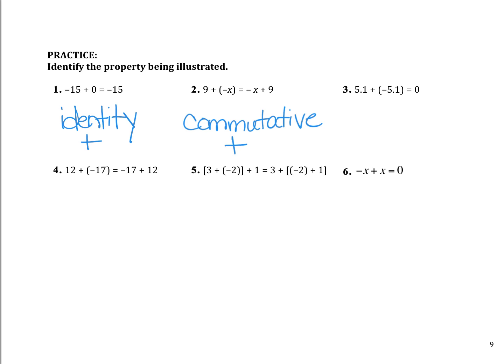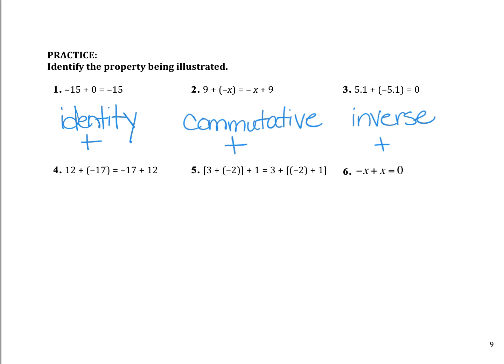And number 3, we have 5.1 plus negative 5.1 is equal to 0. Notice how the 5.1 and the negative 5.1 have canceled each other out, leaving us with 0, and 0 is that additive identity. So in this case, we have the inverse property of addition.